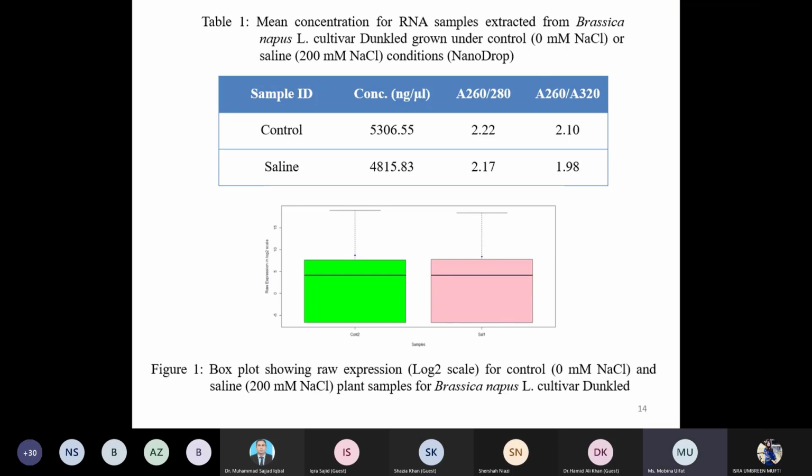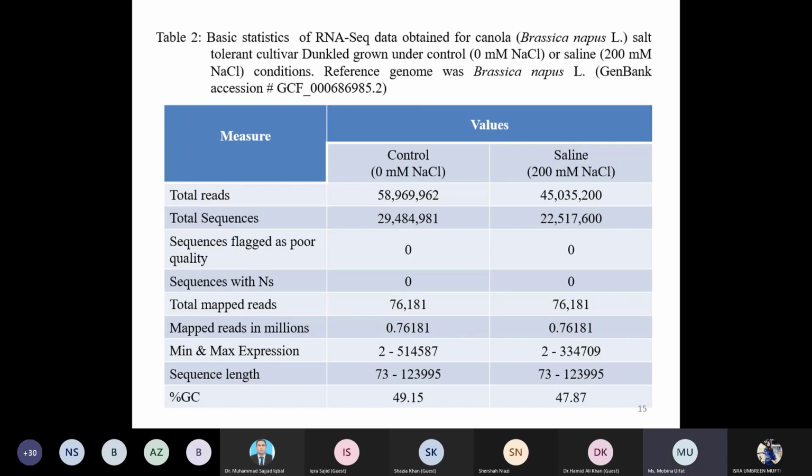This box plot is the raw expression for control and saline plant samples of Brassica napus cultivar Dunkeld. Next, basic statistics of RNA-seq data that were obtained for these plants. They included total reads for control and saline. The total sequences that were obtained are given in the table, and total mapped reads and other details are present in this table.